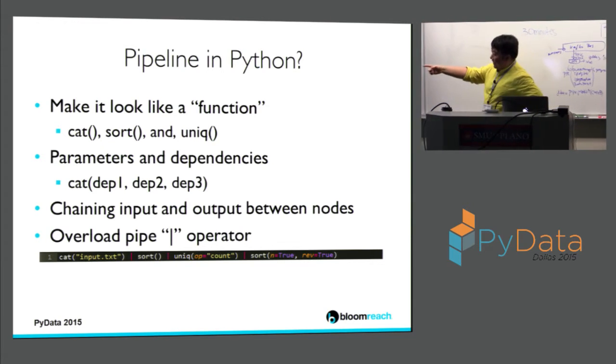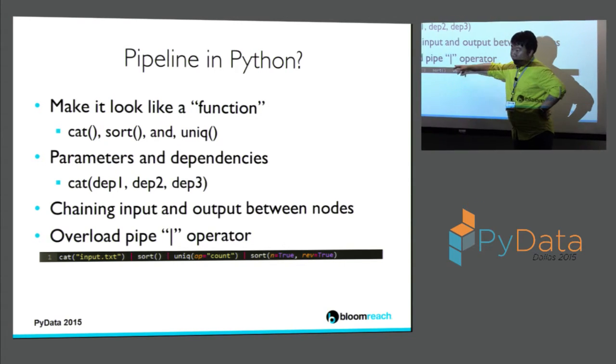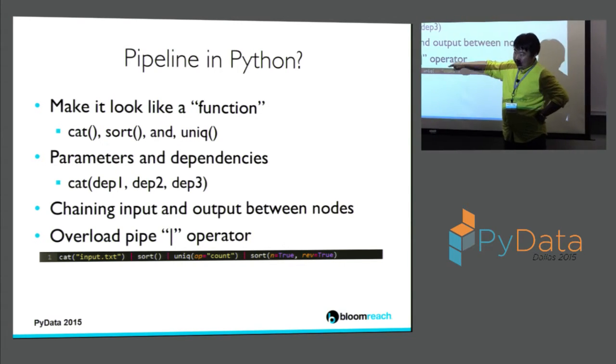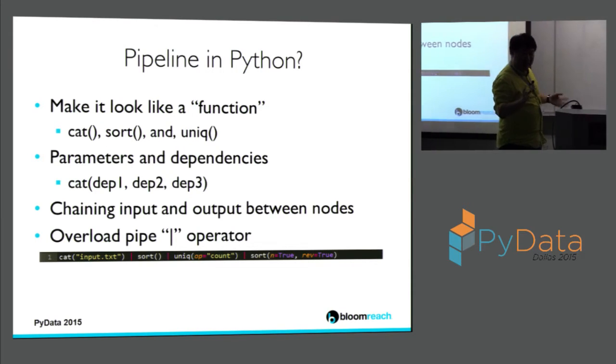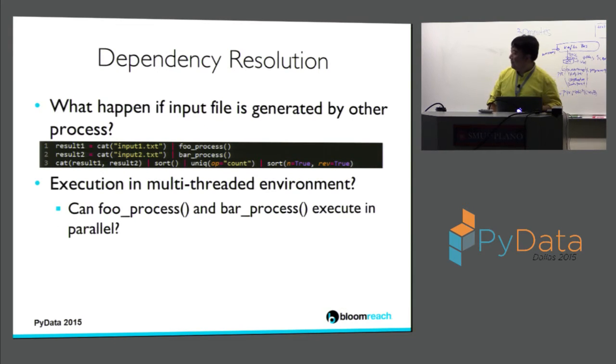Of course, if you actually return some object, and then you overload this pipe or OR operator, then you can chain them, right? So that's kind of the first intuition. But then quickly we have another problem.